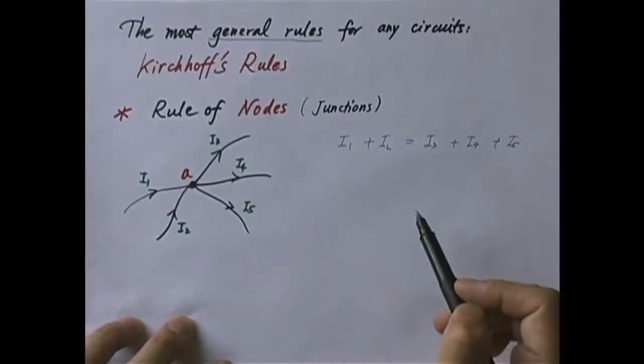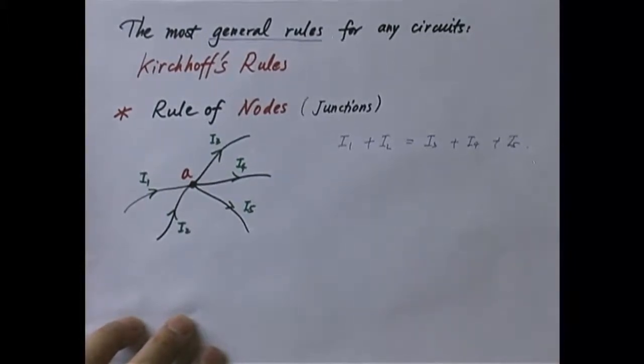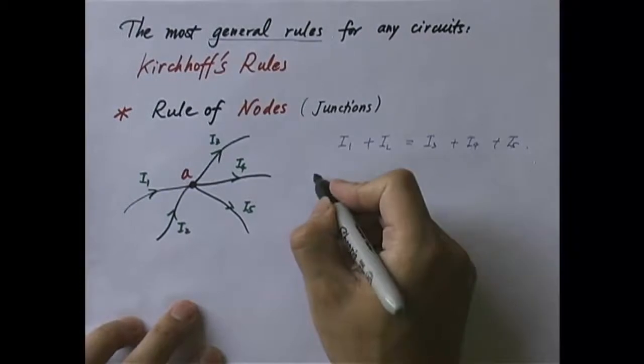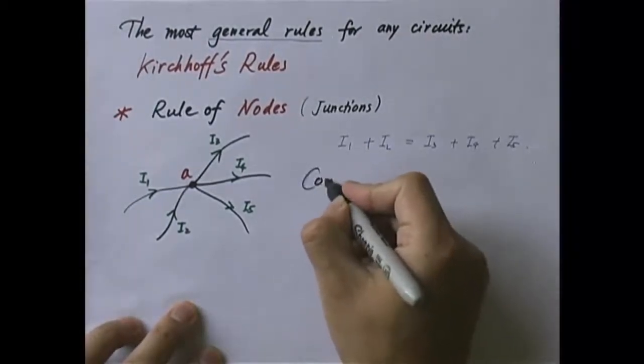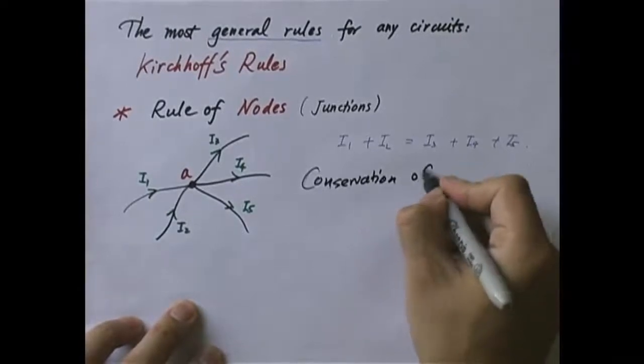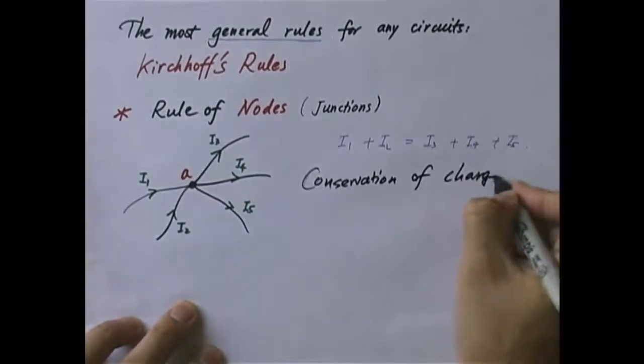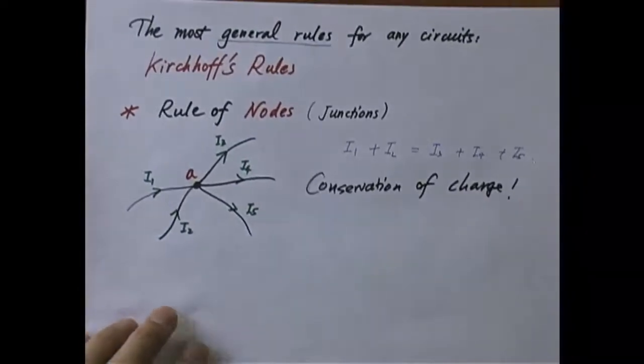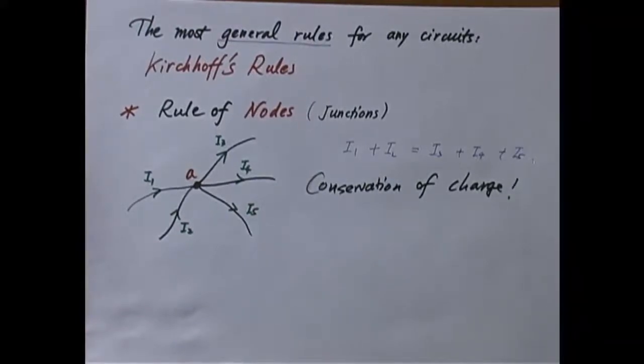What is the physics behind the rule of the nodes? Well, very simple. It's conservation of charge. You know charges cannot be created or destroyed. Everything must be accounted for.